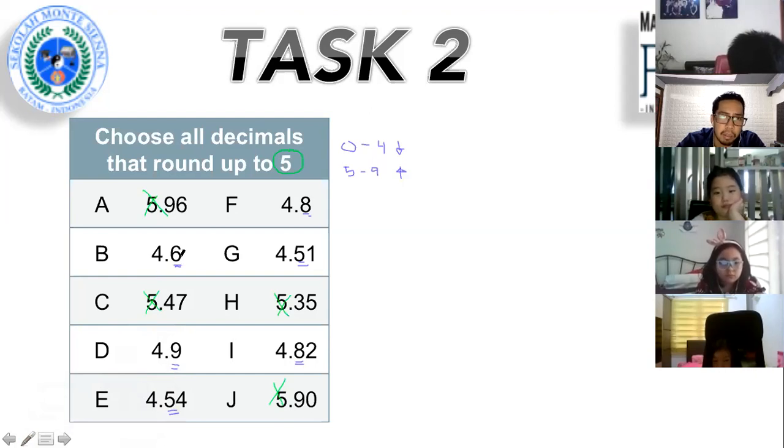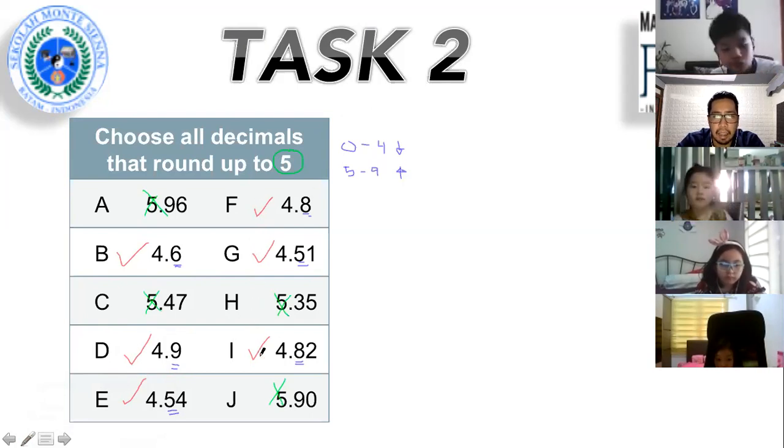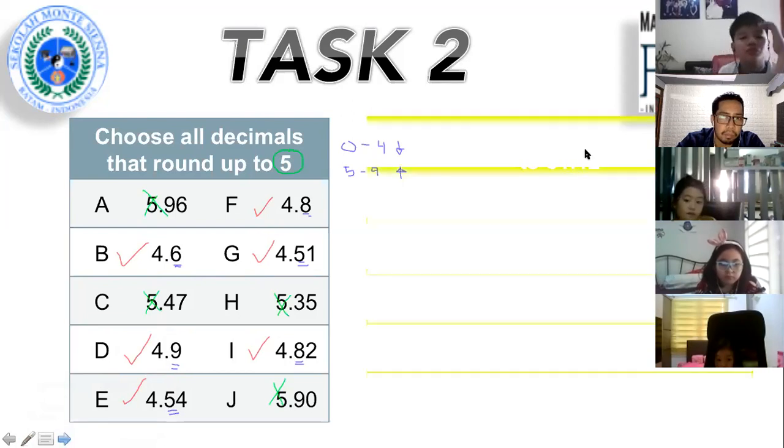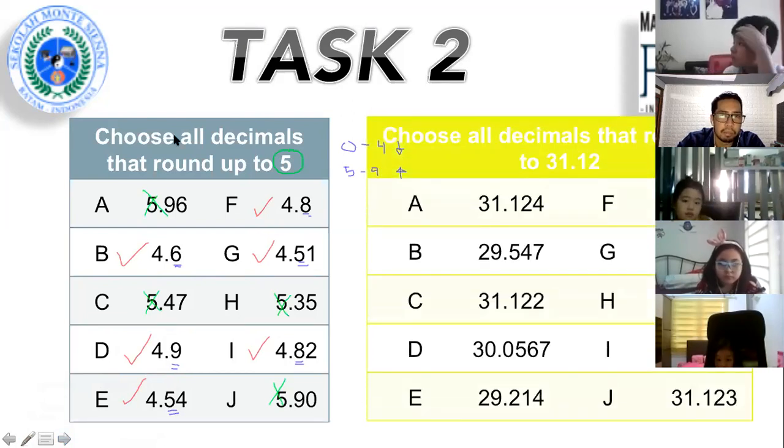6 is greater than 5? Yes. 4.9 gives us 5. 4.5? Yes. 4.8, 4.51, 4.82. So the letters are B, D, E, F, G, and I. Next one.